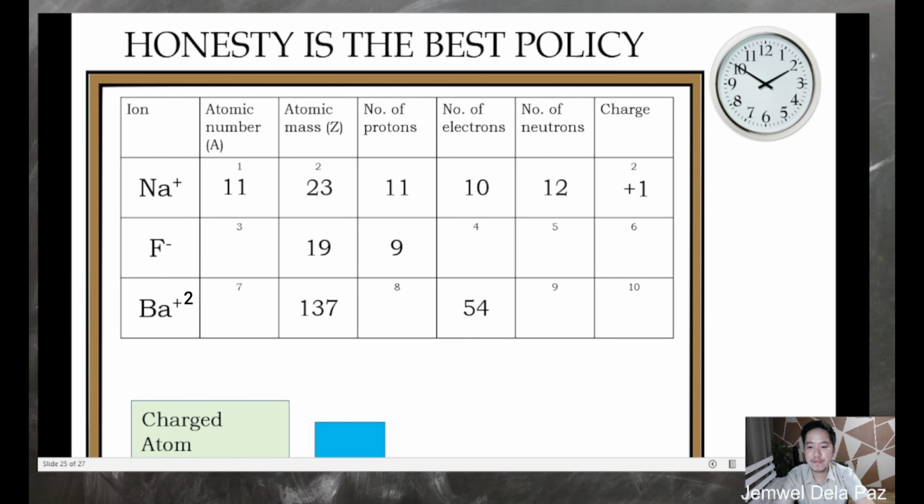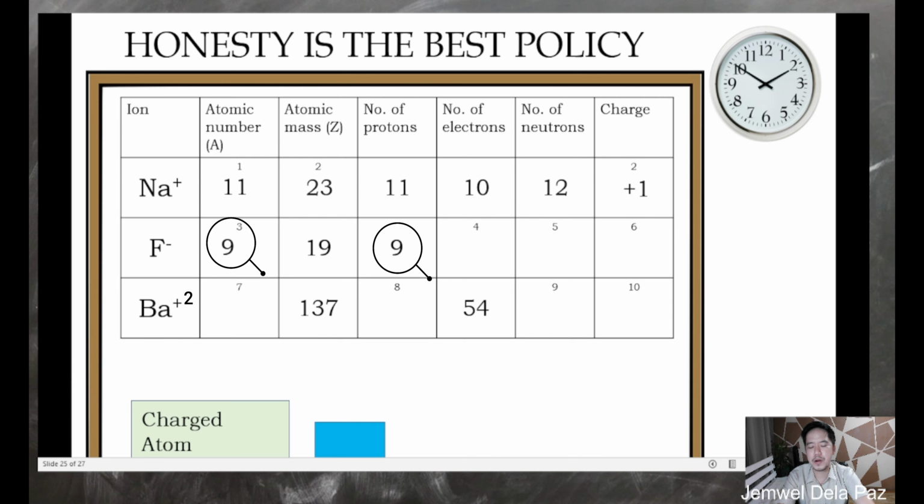Fluoride ion, or F negative, has an atomic mass of 19 and the number of protons is 9. What is the atomic number? If you are thinking of 9, your answer is correct. Again, the atomic number of an ion is equal to the number of its protons. Since the number of protons is 9, the atomic number is also 9.